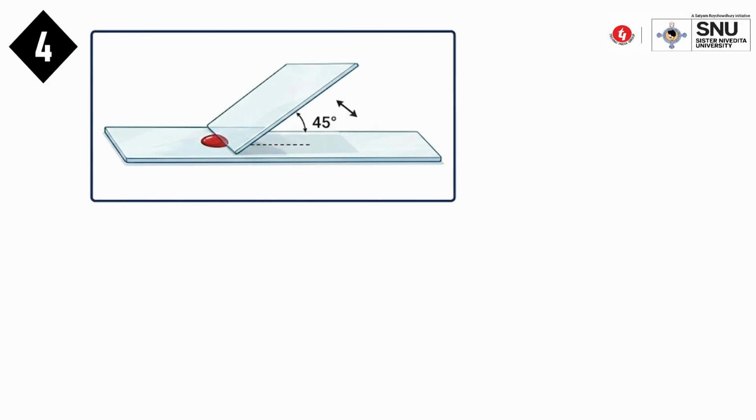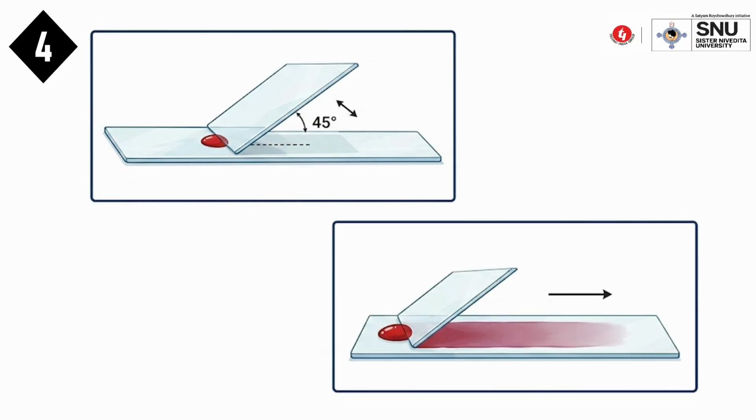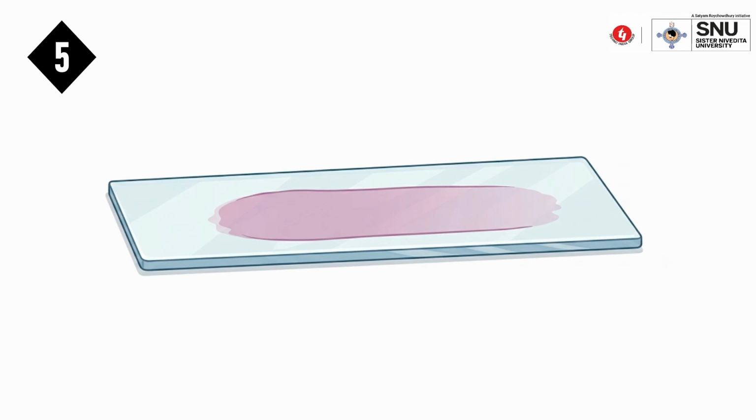Holding the spreader at an angle of 45 degrees, it is being drawn backward to touch the blood drop, allowing the blood to spread along its edge. Now the spreader is pushed forward smoothly and steadily, producing a thin, even and tongue-shaped blood film. The smear is now being allowed to air dry completely.